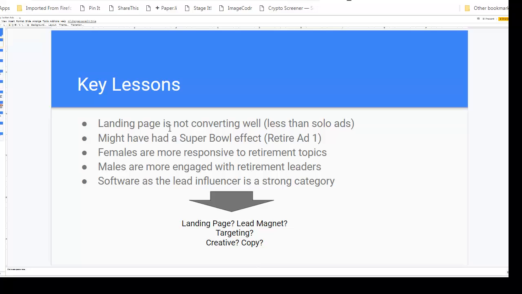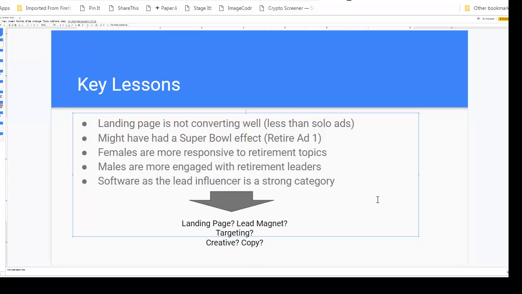The lessons last week: the landing page was not converting well. I might have had a Super Bowl effect, so I needed to test days of the week. Females are more responsive to retirement topic. Males are more engaged with retirement leaders. Software was the lead influencer, and it was a strong category.